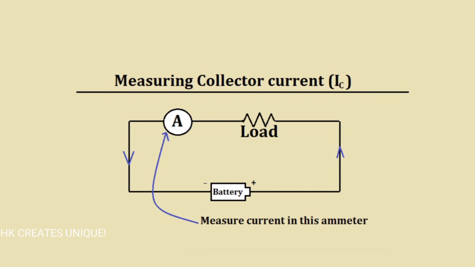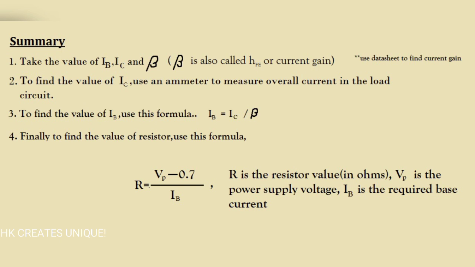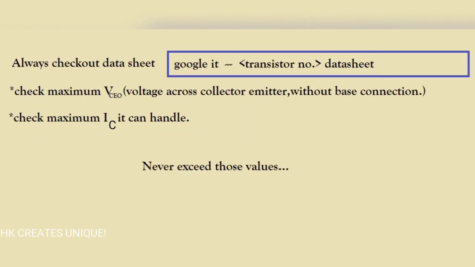You can easily measure collector current using ammeter like this. Collector current is the current required by the load part of the circuit. This is the summary for finding the resistor value. Always check out the datasheet of the transistor you use and see the maximum voltage and current that can be handled by the transistor, and never exceed those values.